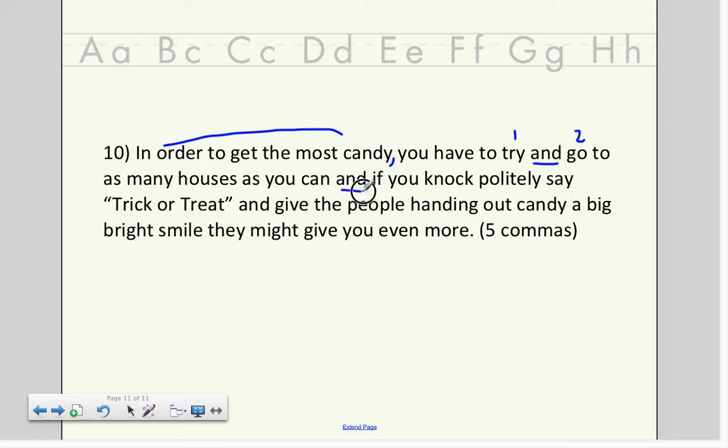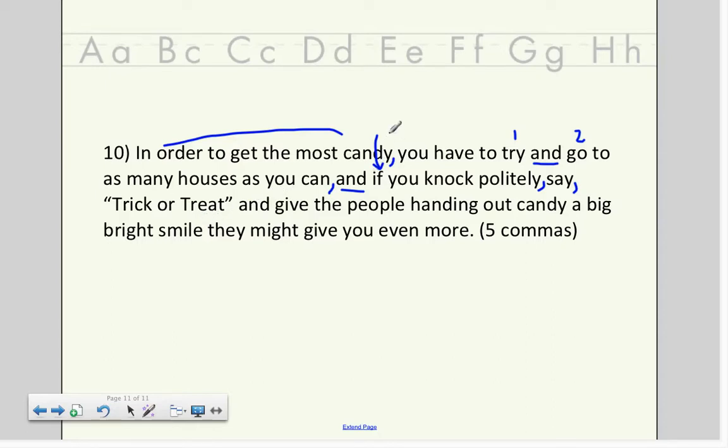Here's another conjunction though. I need to make sure this is a complete sentence. If you knock politely, say trick or treat and give the people handing out candy a big bright smile. Okay, so I actually need a period here. Or sorry, a comma here, because this is two complete sentences. If you knock politely, this is one of our subordinate conjunctions, so I know I'm going to have a comma in there. If you knock politely, comma, say, now wait a minute, I've got dialogue, so I've got to put a comma, trick or treat, and give the people handing out candy a big bright smile. They might give you even more.